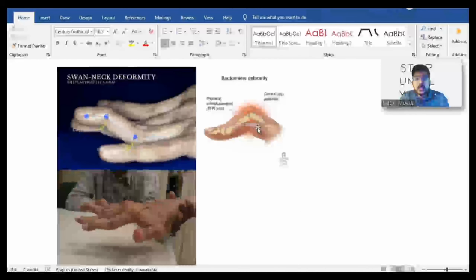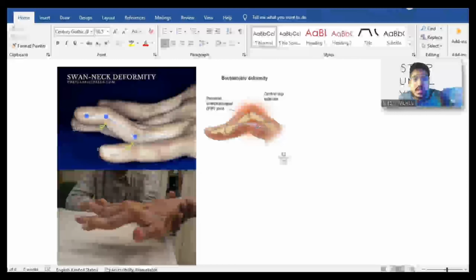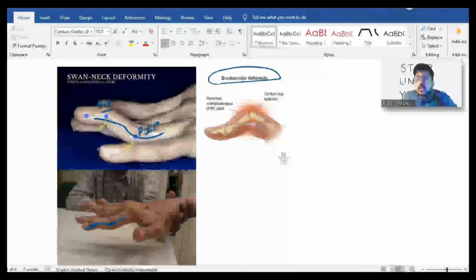Now let's see the images. See, we are seeing that there is a swan neck deformity. We are seeing that there is a hyperextension. This is the PIP joint and this is the DIP joint. See, there is a hyperextension at the PIP and there is a flexion at the DIP. This is again the same, the images of the patient, that is hyperextension at PIP and flexion at the DIP.